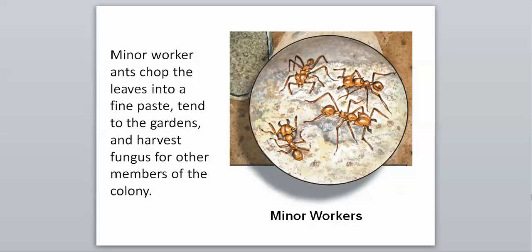And so our next one are called minor workers. So we have major and minor, and these chop the leaves into a fine paste. They tend to the garden, which is the fungus garden, and then they harvest fungus for other members of the colony. So again, three very specific different roles here.